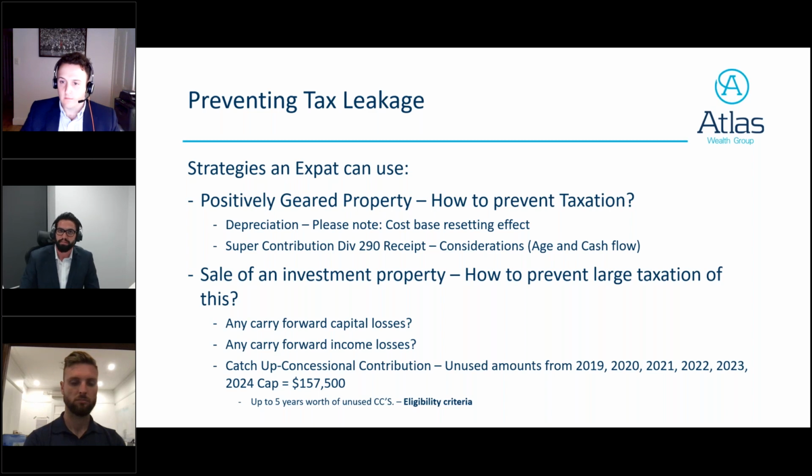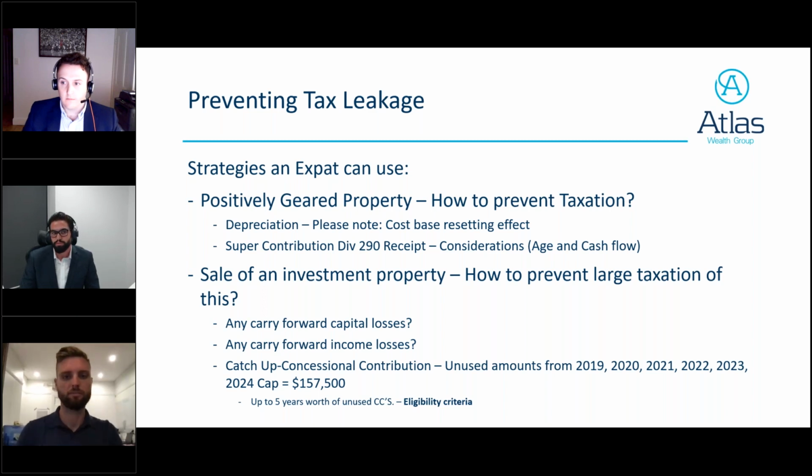What if we sell an investment property in the future? What are our options to try and prevent that sort of large tax event in the event we need to sell it, and we're paying off the loan and deploying that capital somewhere else? Well, first and foremost, we check whether we have any capital losses or income losses carried forward. And then we can use what's called the catch-up concessional contribution. In the current financial year, you can actually contribute up to $157,500 under certain eligibility criteria to offset that capital gain, and it means you only pay a flat tax rate of 15% on that amount you can get into super. That's a really complex strategy, and there are certain qualifying criteria for it. So if you are going to look at doing something like that, please seek advice, really important.